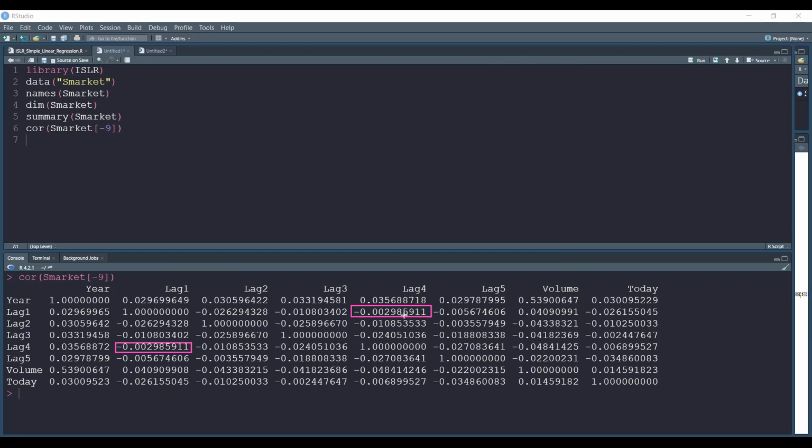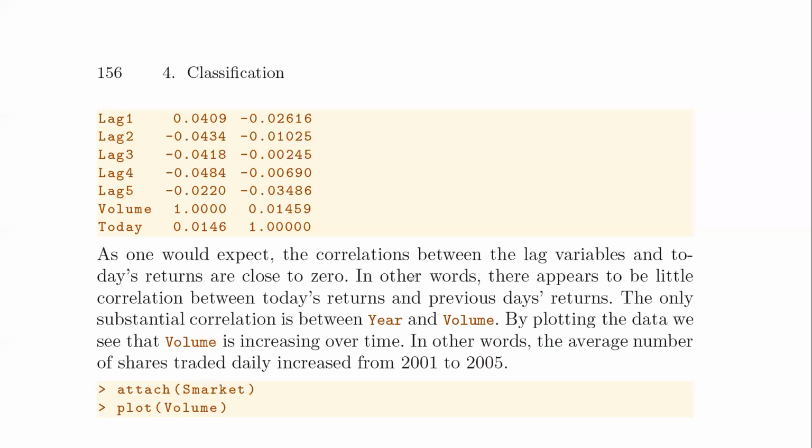So over here they're negatively correlated, although it's probably a number quite close to 0. So in fact, statistically speaking, we're going to say that lag 4 and lag 1 are independent of each other. As one would expect, the correlations between the lag variables and today's returns are close to 0. In other words, there appears to be little correlation between today's returns and previous days' returns, as you would expect. Otherwise you'd be able to predict the market very easily.